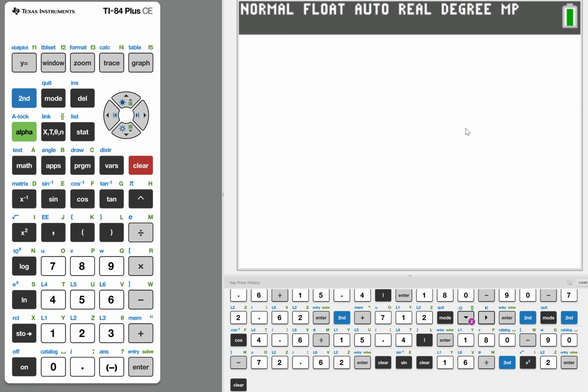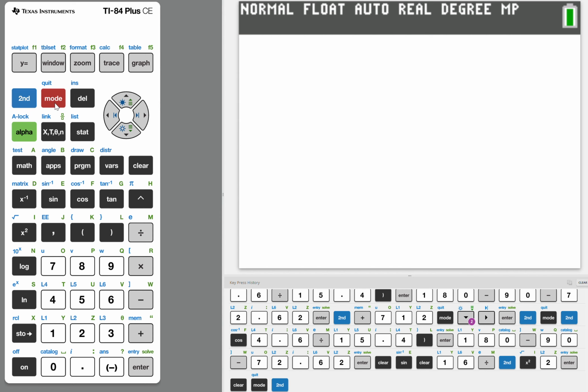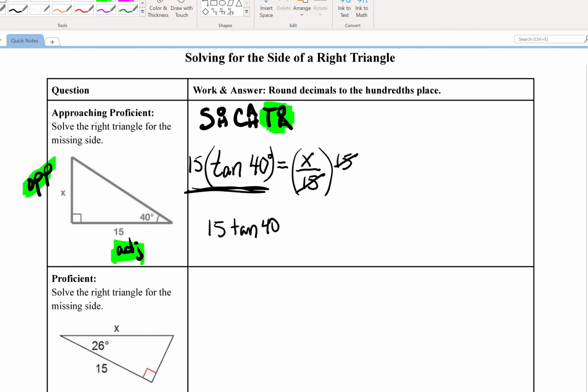You do want to make sure that you're set to degrees. So up here at the top on the newer calculator, it says degrees. If you're not sure on the older calculators, you can click on mode and you see the degree is highlighted. So that's going to be how you would check on the older calculators. Second, and then mode again to quit. Takes us back to this menu.